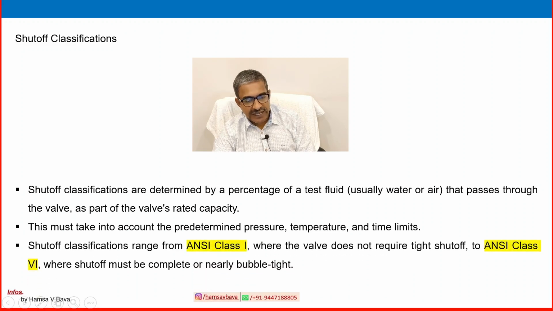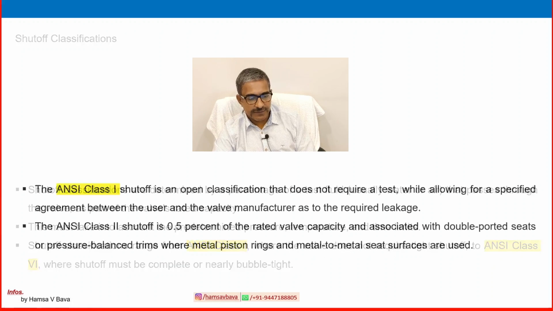Shutoff classification ranges from ANSI class 1, where the valve does not require a tight shutoff, to ANSI class 6, where shutoff must be complete or nearly bubble tight. Let us see this 1, 2, 3, 4, 5, 6 shutoff classification.